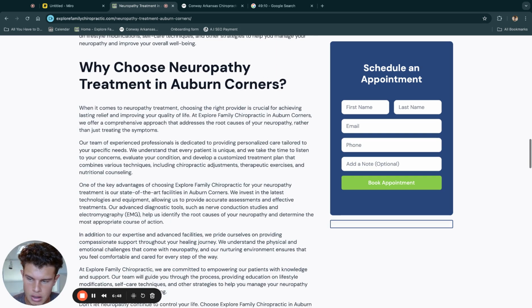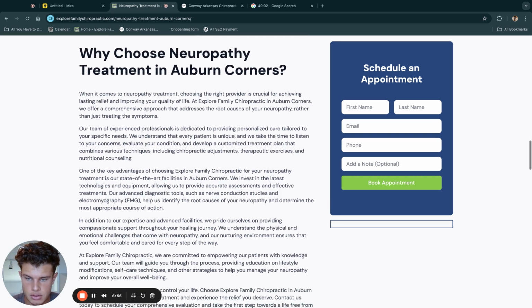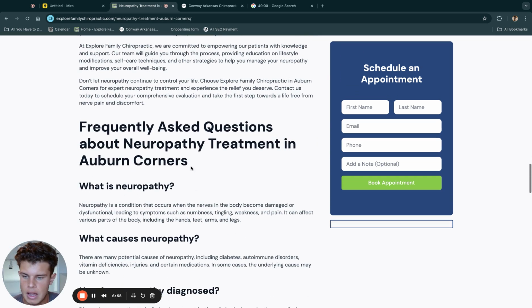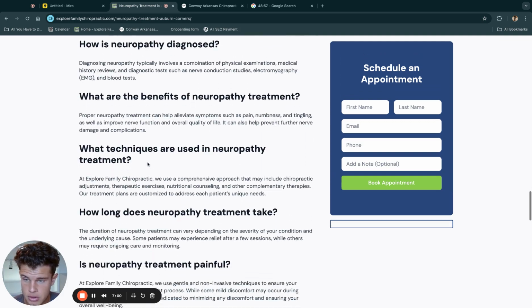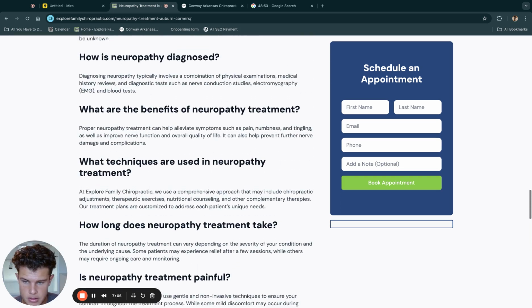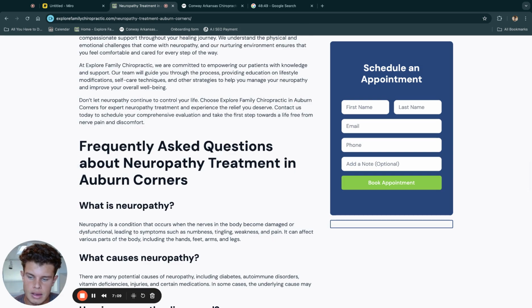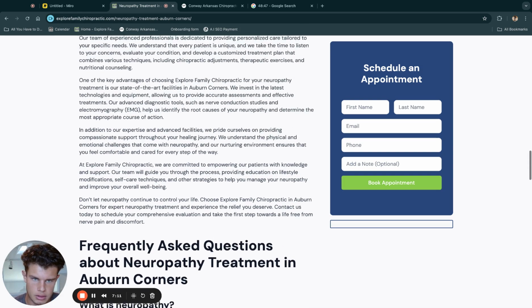So now they know, okay, why should I choose this particular practice that may be maybe 5-10 miles from where I live? So this is just, that'll go over that objection. And then maybe some frequently asked questions that potential patients will have. So this is what the local service page is designed to do. It's designed to handle objections and reasons why a patient should choose your practice.